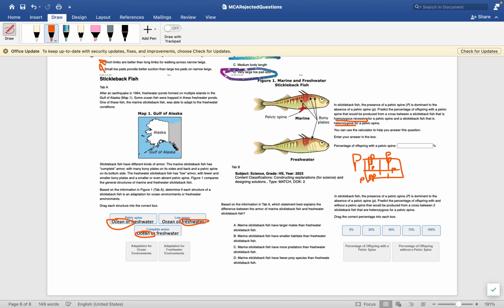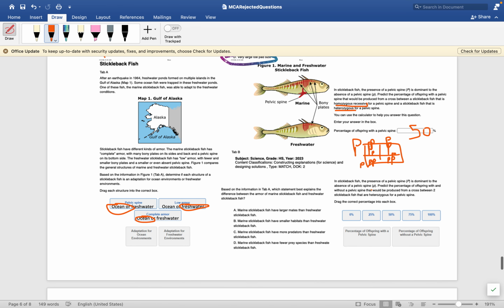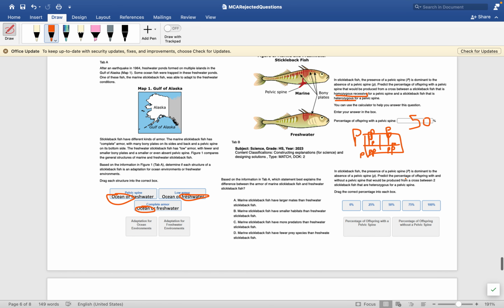I wish I could find a way to copy this faster. There. What percentage of offspring will have a pelvic spine, which is dominant? You would write down 50. 2 out of 4 boxes have a big P in them. Okay.